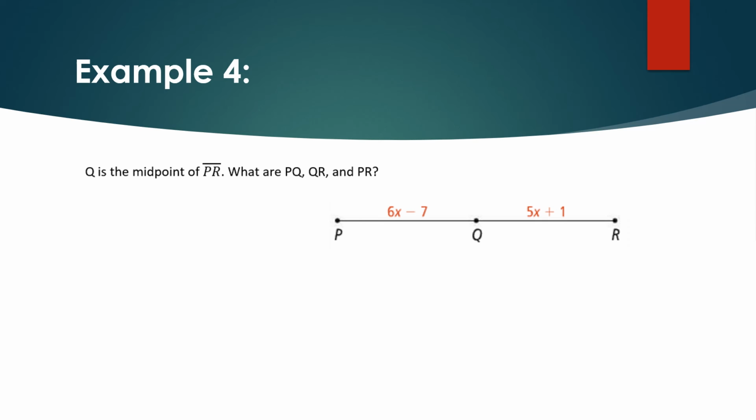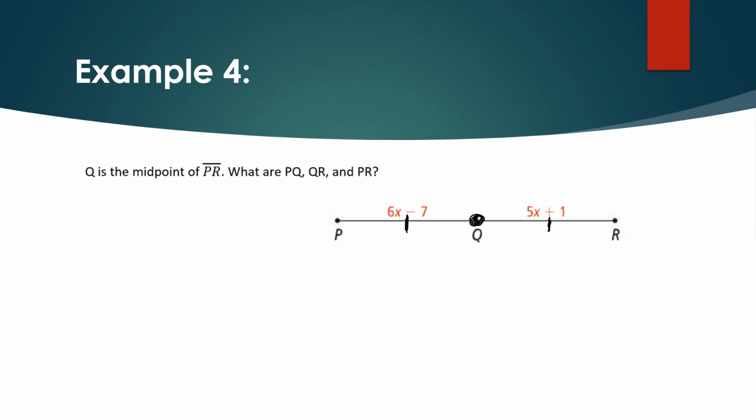Example 4. It says that Q is the midpoint of PR. So Q is the midpoint. That means that PQ is congruent to QR. And then they're asking, what are PQ, QR, and PR? Well, unlike the last example, we don't have any numbers. We don't know any of the segments.